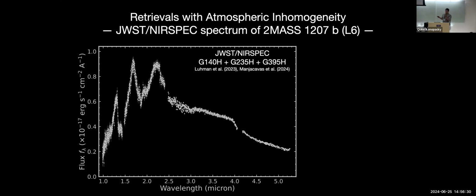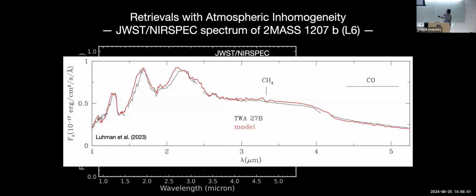And then for the retrieval, this is a spectrum with very high signal-to-noise ratio, and in order to interpret this data, it's pretty challenging. And this is a previous work. The black is the data, the black is the model. You see the data and model are mostly consistent with each other, but there are some offsets.